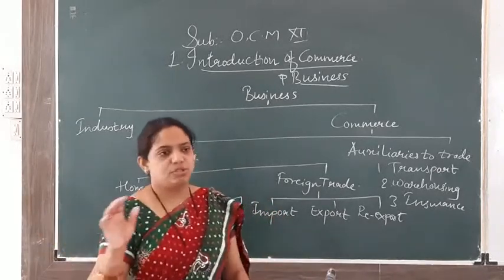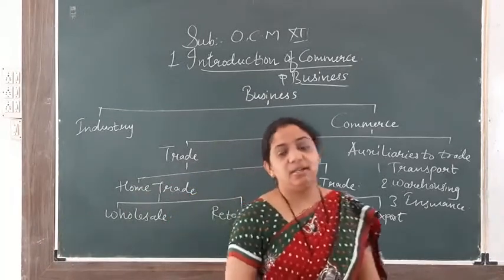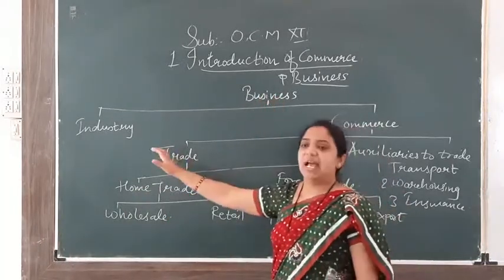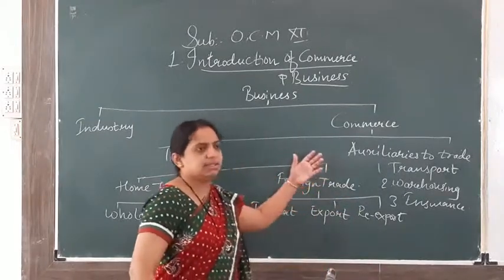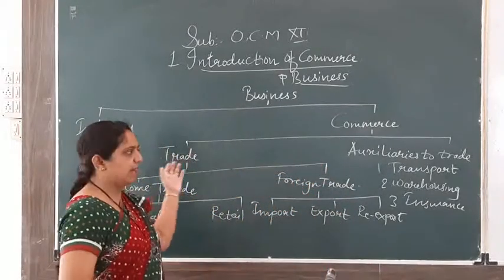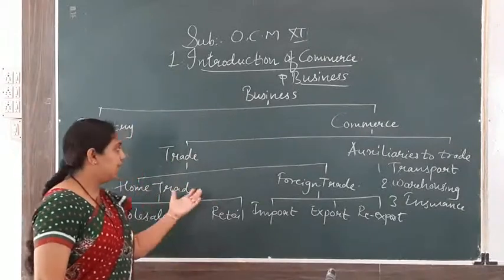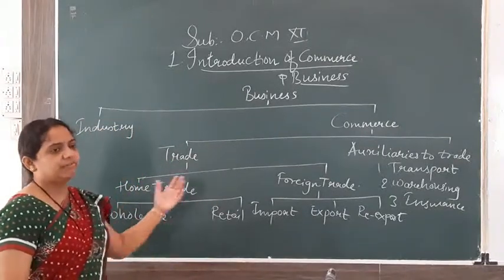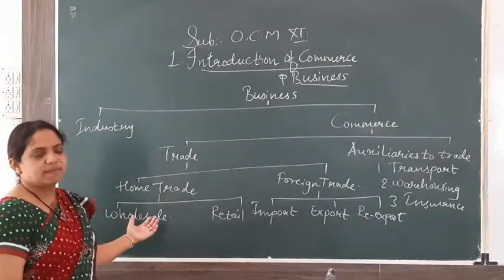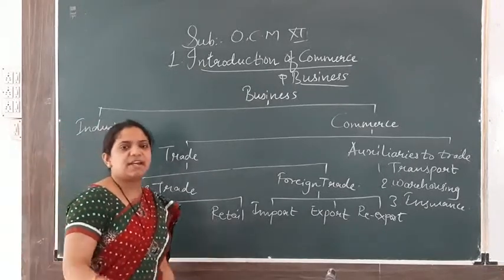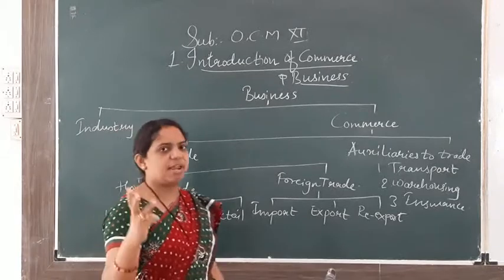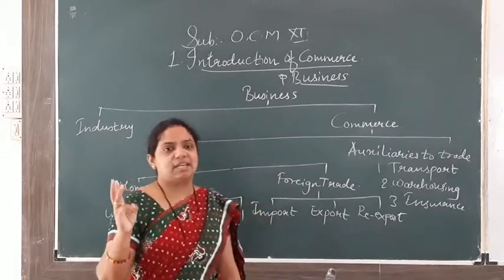Got it, everyone? So in today's lecture, we have seen business and industry, which I taught you in the last lecture. In this lecture, I taught you about commerce. Commerce is divided into two parts: trade and auxiliaries to trade. Trade is divided into two parts: home trade and foreign trade. Home trade is divided into two parts: wholesale trade and retail trade. Foreign trade is divided into three parts: import, export, and re-export, also called entrepot.